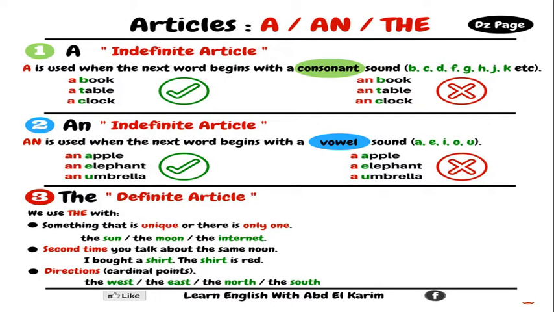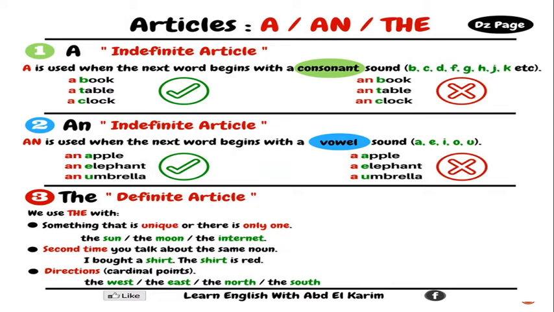Indefinite article 'a', we have to use before a consonant sound. Indefinite article 'an', we have to use before a vowel sound: a, e, i, o, u. Consonant sounds are b, c, d, f, g, h, k, etc.